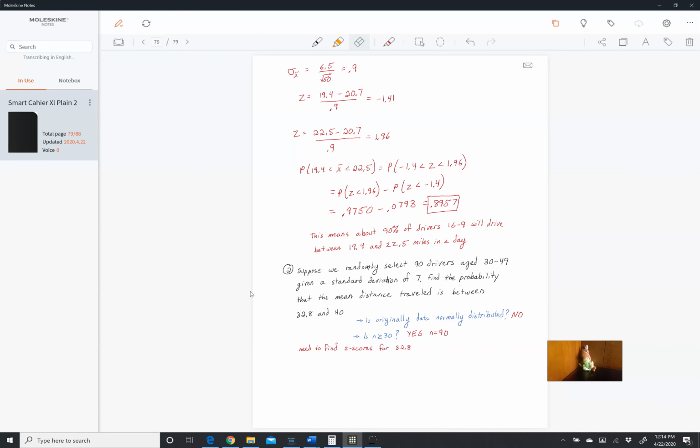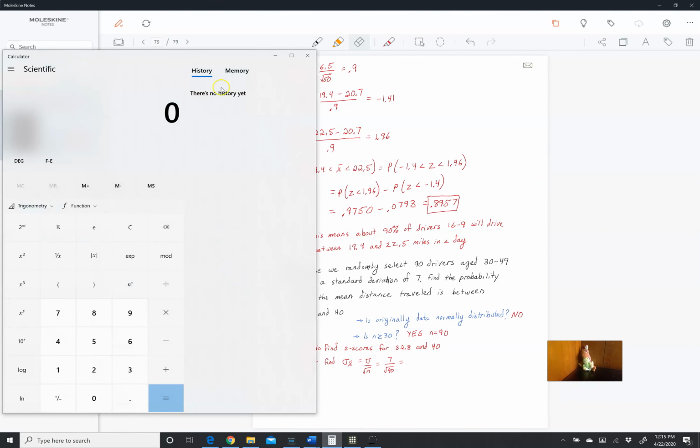But the first thing that we have to do is find that standard deviation of the samples, okay? We have to do that. We don't have to do that with the mean because the mean is the same, but the standard deviation of the samples isn't. So this is going to equal the standard deviation that we're given over the square root of n. We're given 7, and we're taking the square root of 90. That was our sample size. So I didn't calculate this one ahead of time because I want you to see how to calculate it.